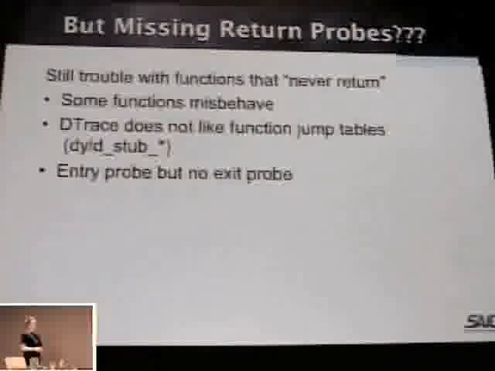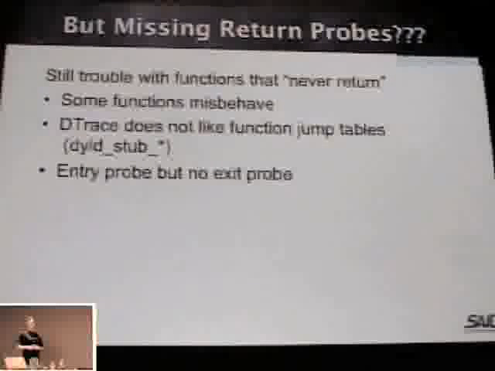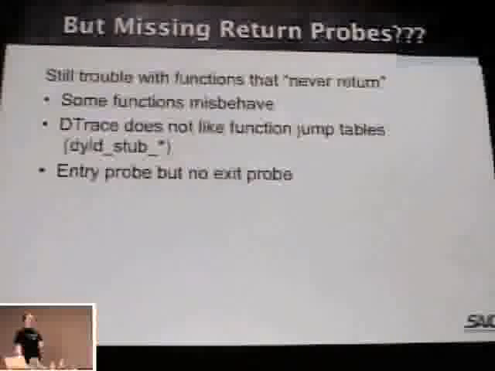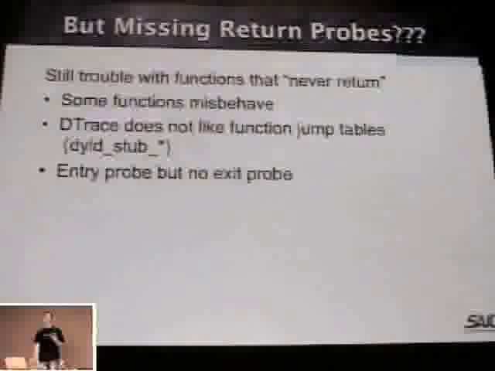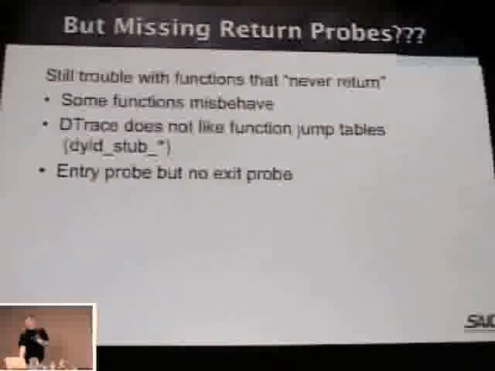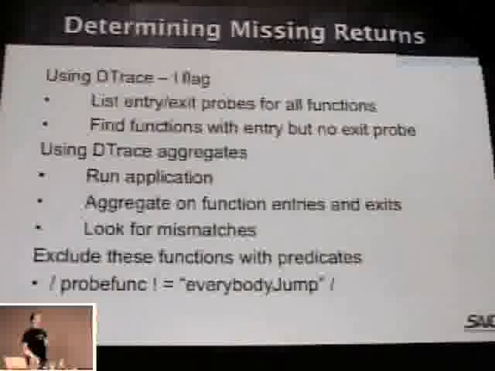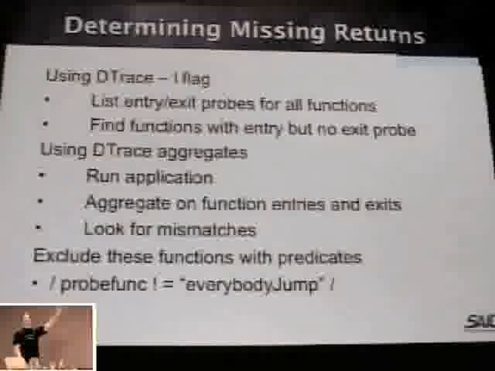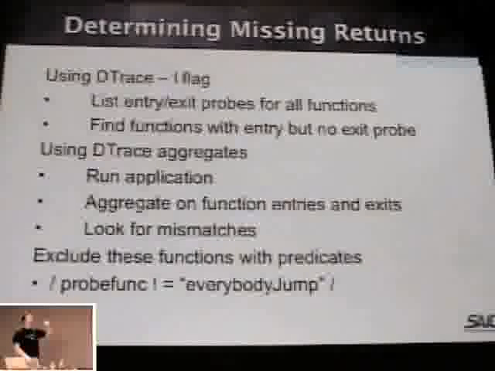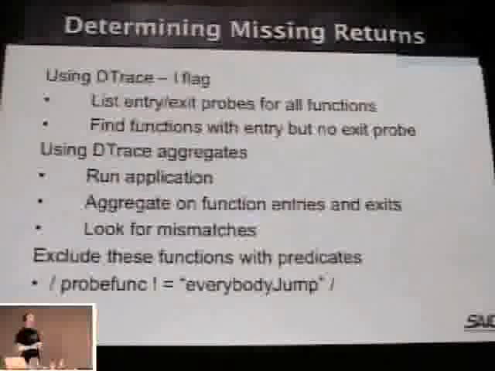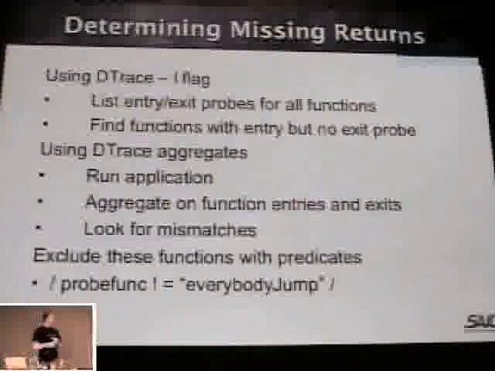Now, how to deal with the missing probes is simply not to trace them, right? Dtrace gets tripped up by things like jump tables and other certain functions that just don't have return probes because they couldn't figure out how to properly implement it. These are usually functions that you're not interested in, so you can just exclude them from the trace. There's ways to detect which functions don't have returns. You can simply print out all the traceable functions, see their entry points, and then figure out which ones don't have return points. You can do that with a -l flag on Dtrace.